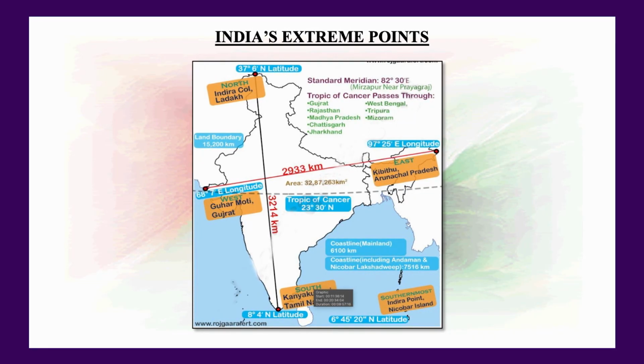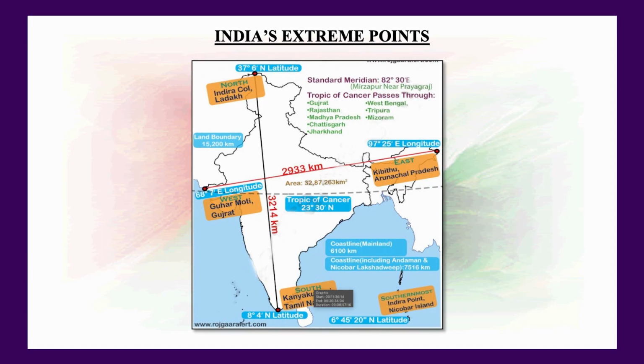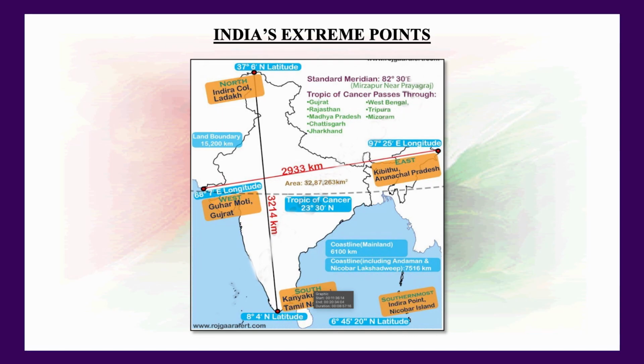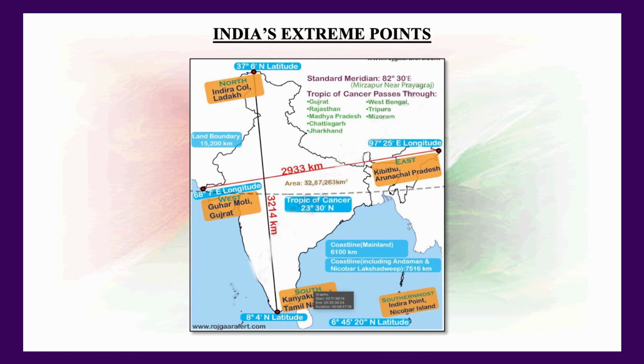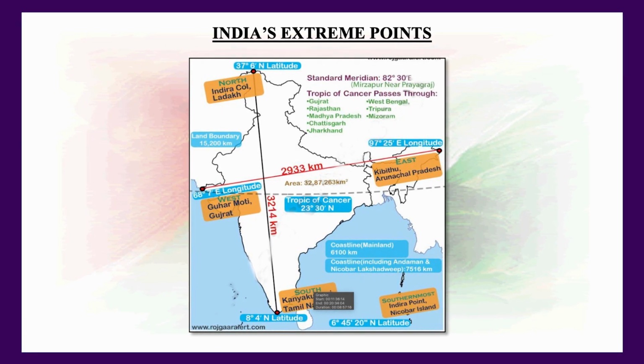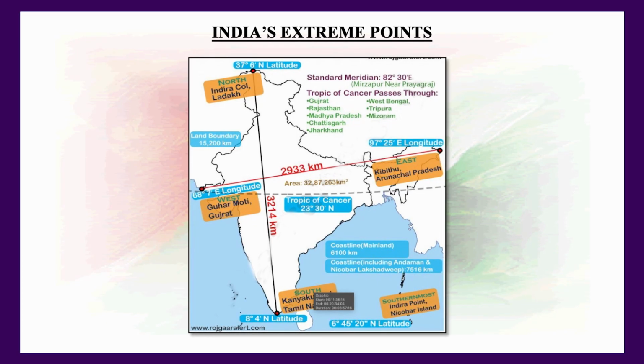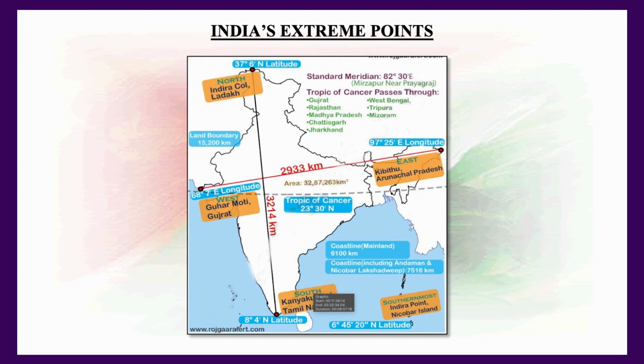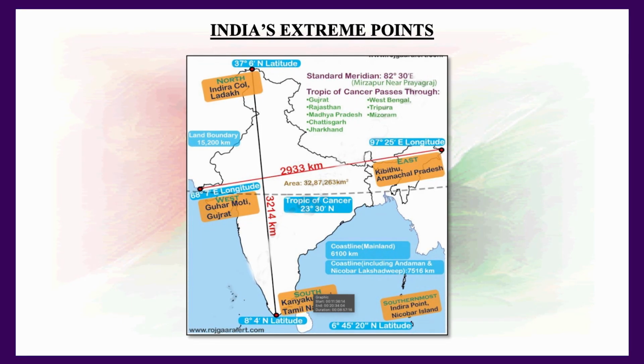So, the north-south extension from Indira Col in Kashmir to Kanyakumari is about 3,214 km. The westernmost point of India. Guhar Moti, located near Narayana Sarovar in the Kutch district of Gujarat, is the westernmost point of India. It is located near Narayana Sarovar village and Koteshwar temple.